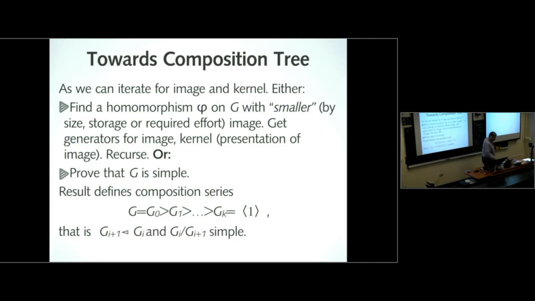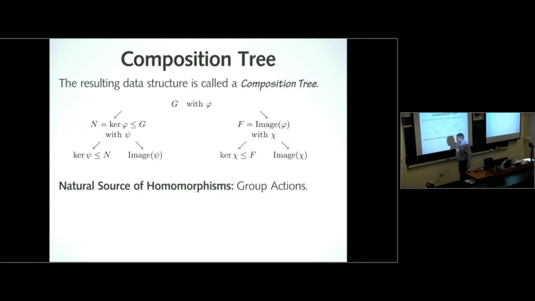We actually get it in the form of something called the composition tree. On the top, we have the group we start with. We have found some homomorphism phi. We go to the image of the homomorphism. That's another group. We work again in that group. From that, we get in the end a presentation. We go to the kernel. And at the end, in this tree, we get leaves. And the leaves are the simple groups. And the simple groups exactly correspond to a composition series of the group. That's the basic data structure which is constructed by something called matrix group recognition. That's the modern approach for working with matrix groups.